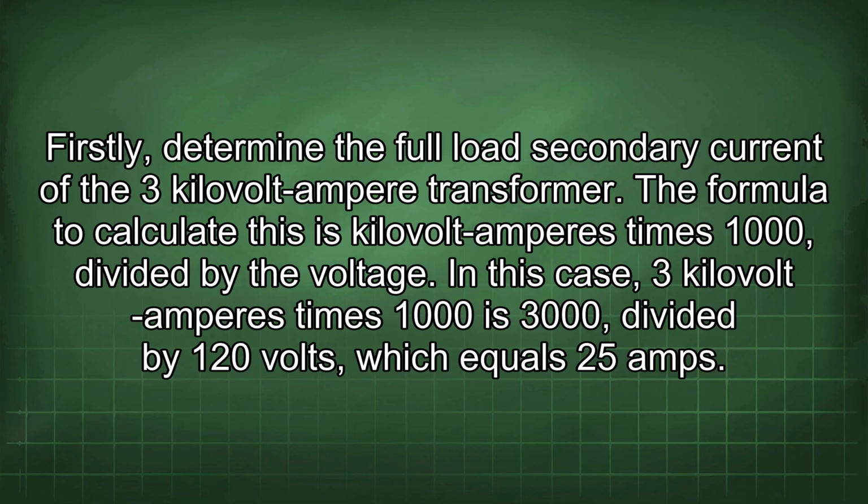Firstly, determine the full load secondary current of the 3 kilovolt-ampere transformer. The formula to calculate this is kilovolt-amperes times 1000 divided by the voltage. In this case, 3 kilovolt-amperes times 1000 is 3000, divided by 120 volts, which equals 25 amps.